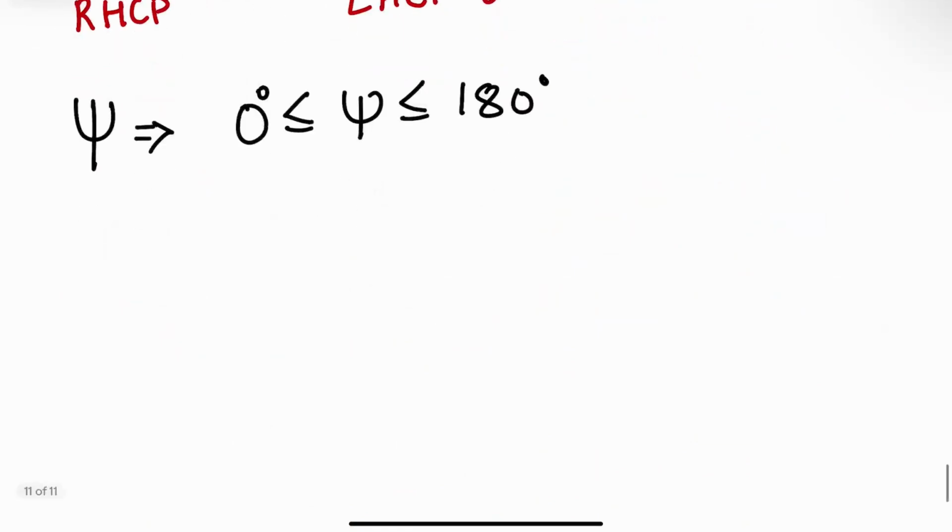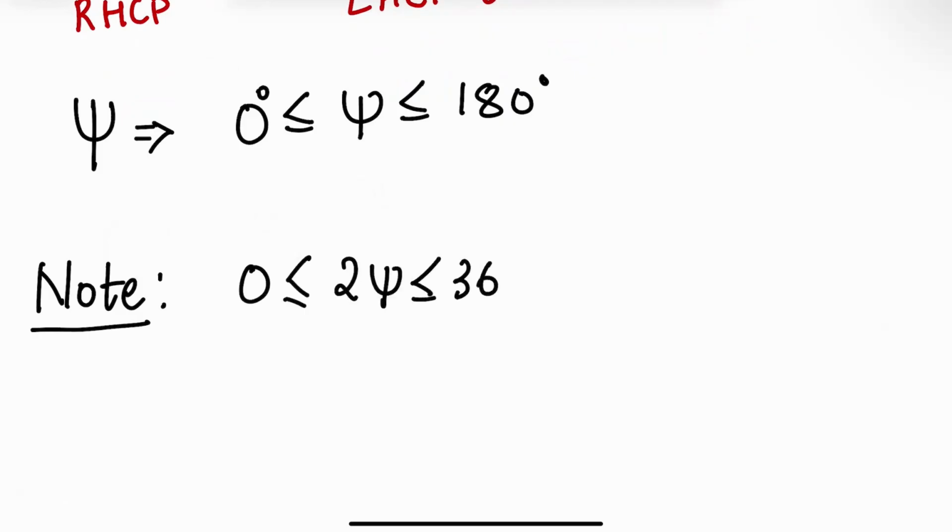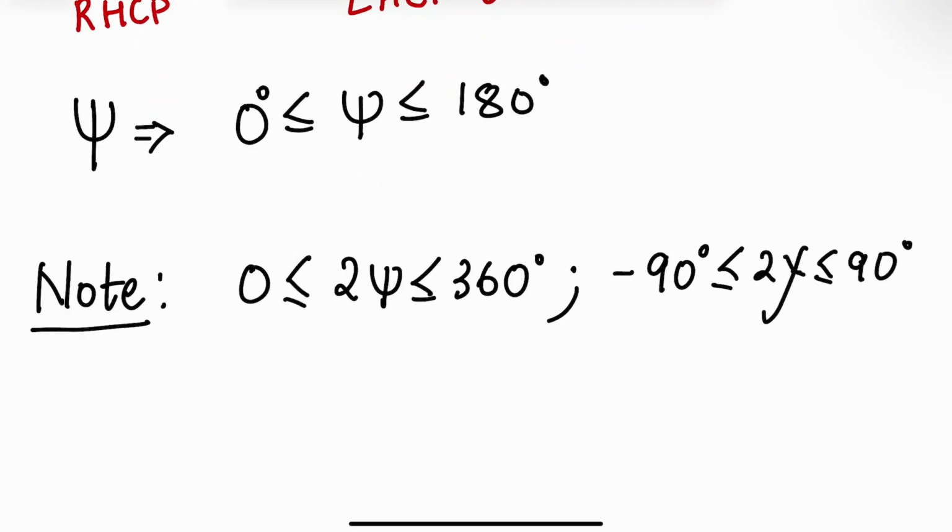Now note that the angle 2 psi lies between 0 and 360 degrees, and the angle 2 chi lies between minus 90 degrees and 90 degrees. Since these two angles, 2 psi and 2 chi, are between 0 to 360 and minus 90 to 90, they look like the angles that define points on a sphere.